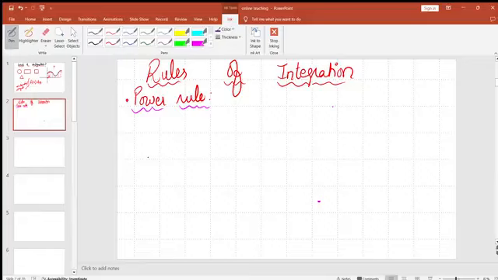Hi students, today we are going to learn what are the basic rules of integration. So the first one that I'm going to discuss with you is the power rule.